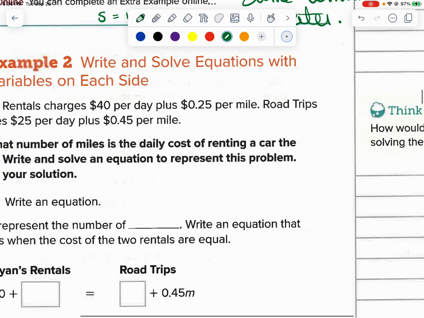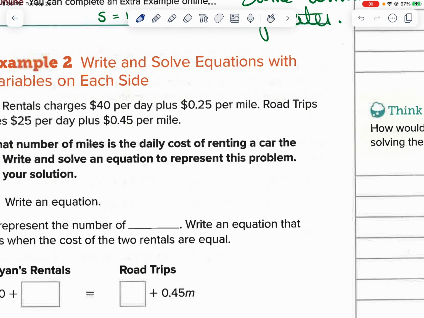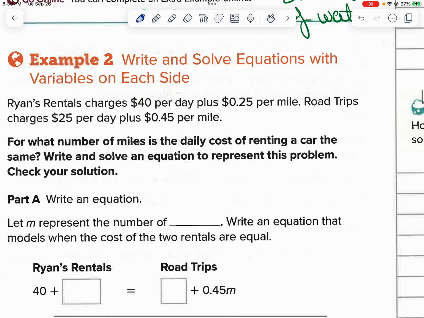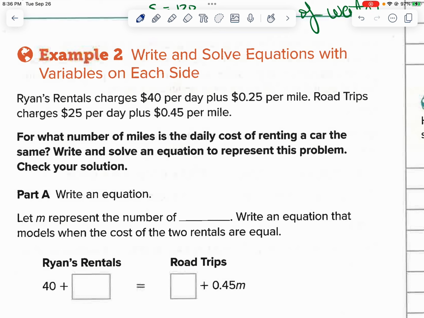Okay, so this next one. Ryan's Rentals charges $40 per day plus 25 cents per mile. Road Trips charges $25 per day plus 45 cents per mile. Okay, so again, Ryan's is $40, then Road Trips is here. Before looking at the constants, this word right here means plus, so we're going to be adding.